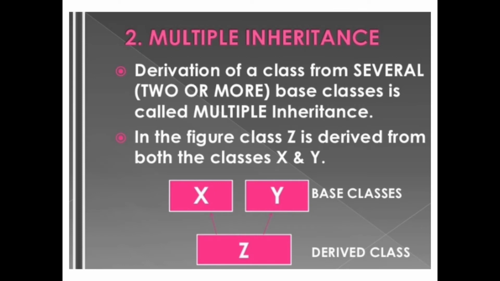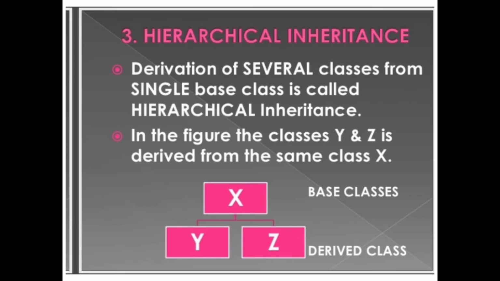Derivation of a class from two or more base classes is called multiple inheritance. In the figure, class Z is derived from both class X and Y. Here X and Y are the base classes and Z is a derived class. Some properties from the X and Y classes can be used in the Z class, but multiple inheritance is not allowed in Java. So instead of multiple inheritance, here we use interfaces. Third one is hierarchical inheritance.